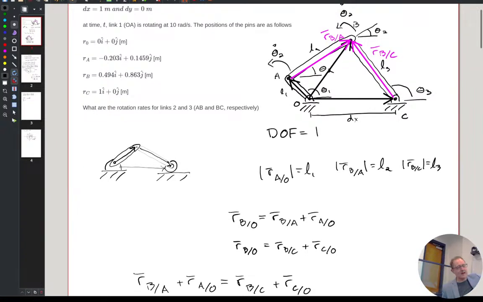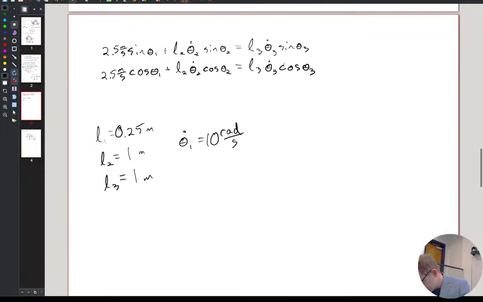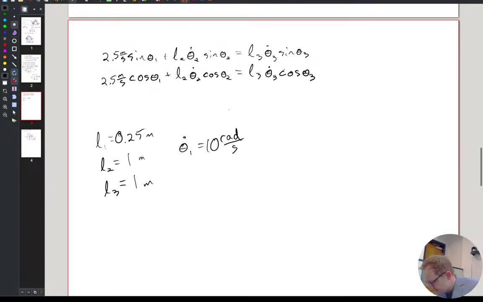And same thing for theta 3 dot. If we know that, then we know how fast our rocker arm is moving this way or that way. All right, now it's easy, right? Just two equations, two unknowns. Are we missing anything else?